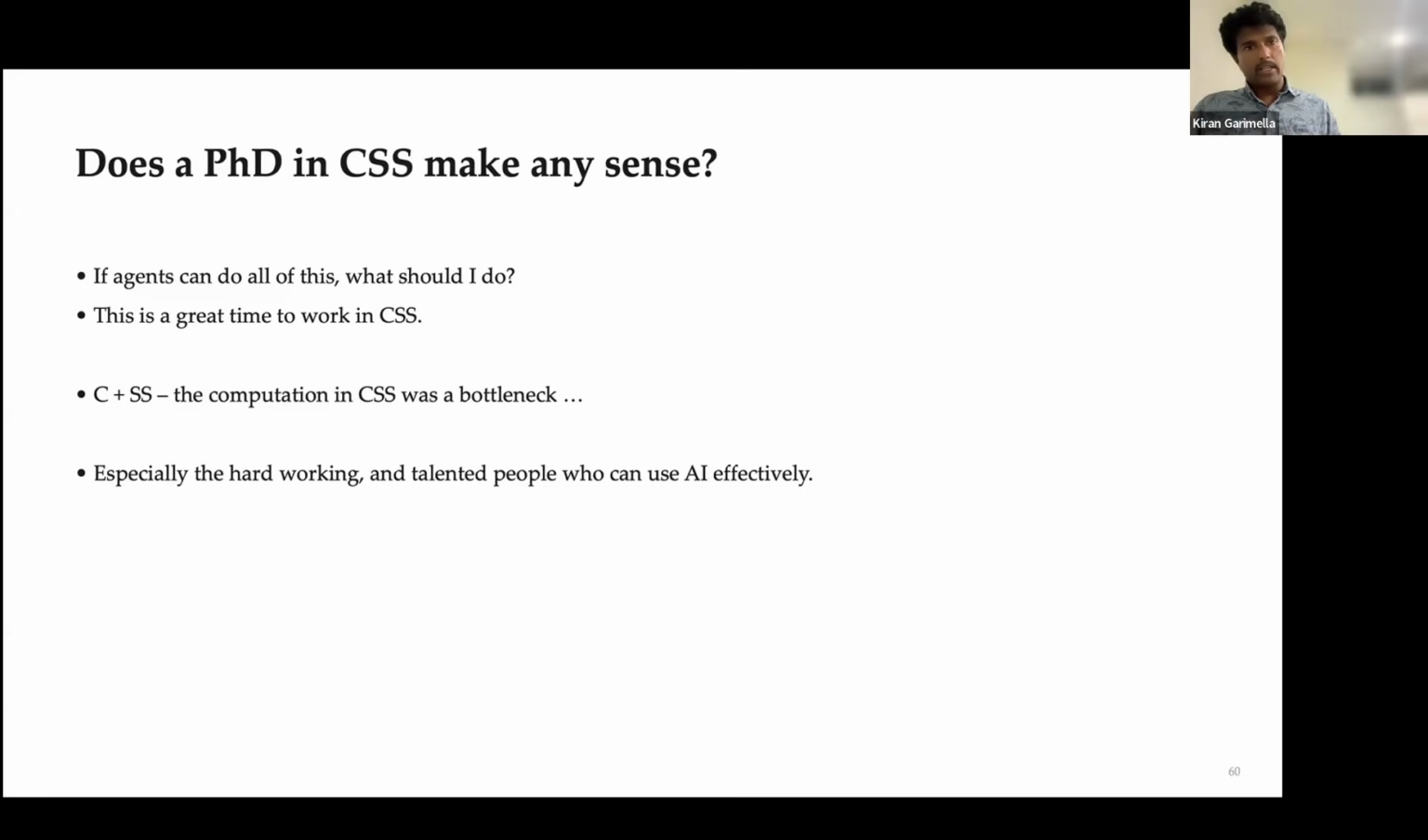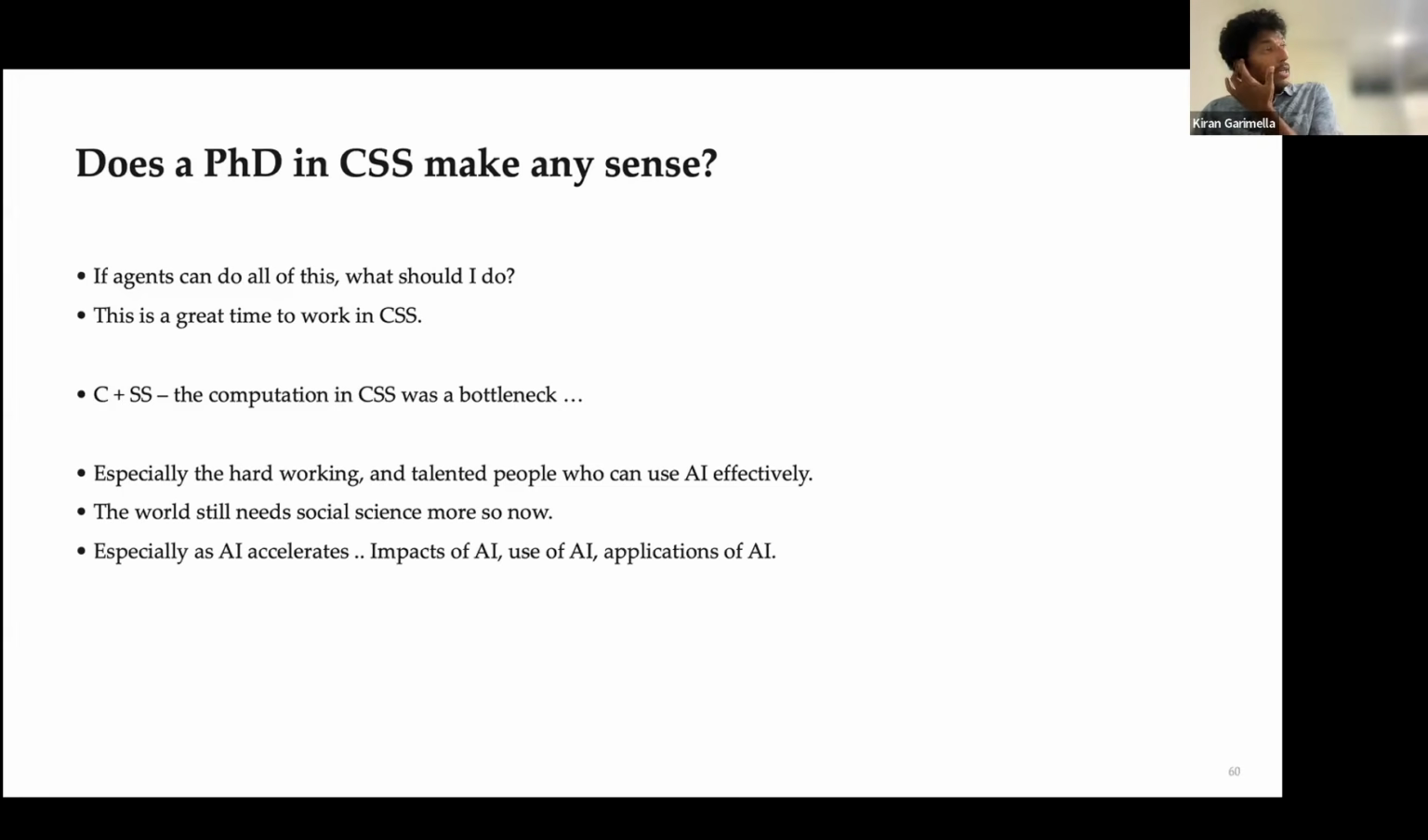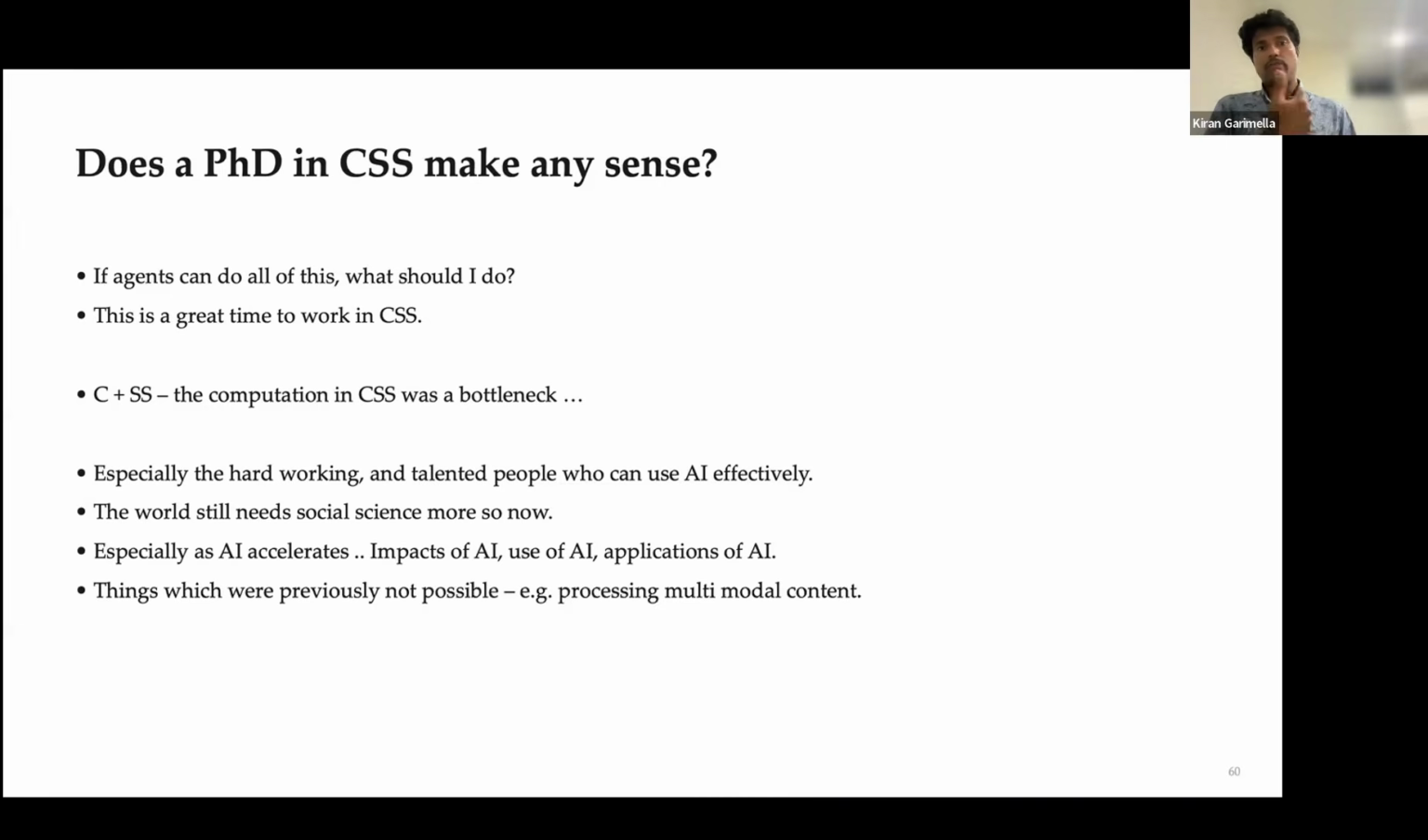I think it's a really good time to do a PhD in CSS because the world needs a lot more good social science now, especially as AI accelerates. Understanding the social consequences and impacts of AI, how people are using AI, what the applications of AI are, are becoming more and more relevant and important, and the CSS folks are really well placed to answer that.